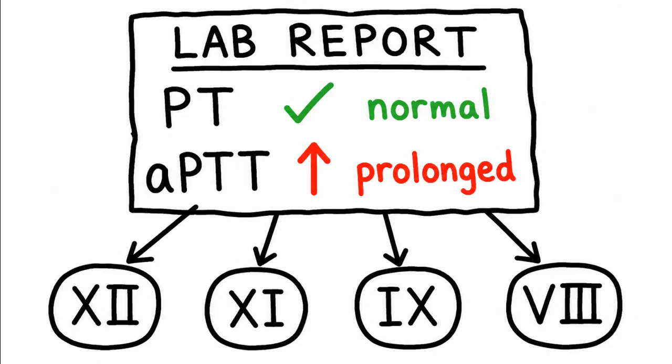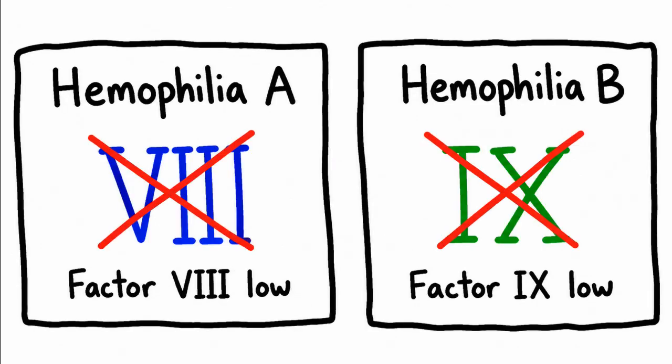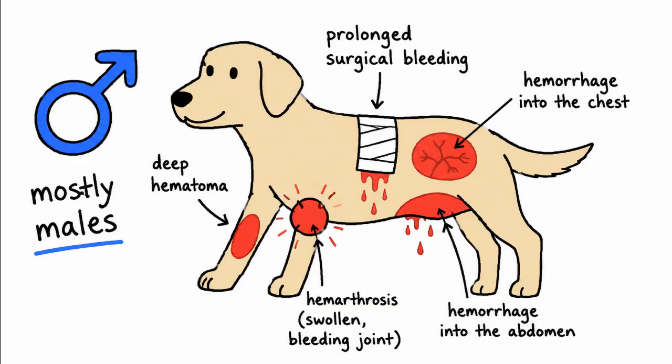A prolonged aPTT with a normal PT points toward factors 12, 11, 9, or 8. Hemophilia A is factor 8 deficiency, while hemophilia B is factor 9 deficiency. These inherited, usually X-linked disorders primarily affect males and may cause deep hematomas, hemarthrosis, prolonged surgical bleeding, or hemorrhage into the chest or abdomen.